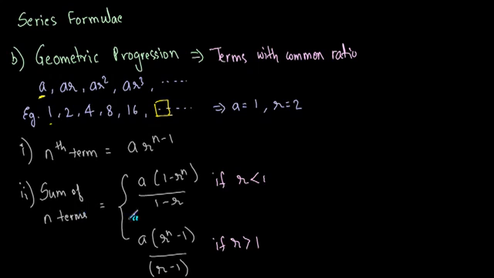And if you have to find the sum of n terms in a geometric progression, then we have two cases. If the ratio is less than 1, that is the series is in a decreasing order, then you use this formula: a into 1 minus r raised to n divided by 1 minus r. And if the ratio is greater than 1, that means the sequence is in an increasing order, then you use a into r raised to n minus 1 divided by r minus 1. Learn these formulas by heart and you will be able to solve almost all problems related to geometric progression.